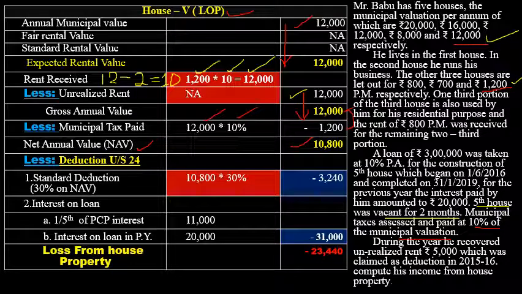Next is the deduction under section 24. The first one is the standard deduction and the second one is interest on loan. The standard deduction is 30% on net annual value.